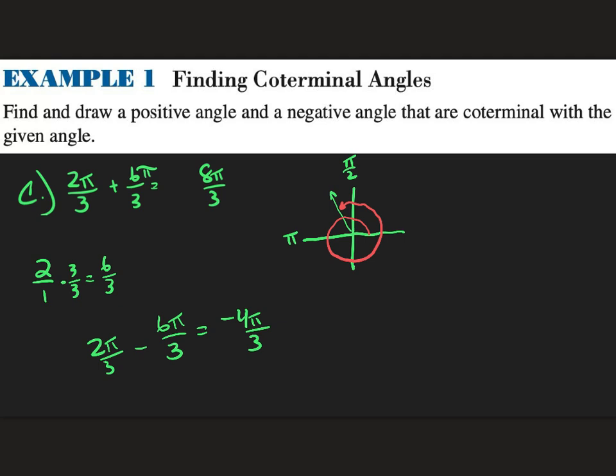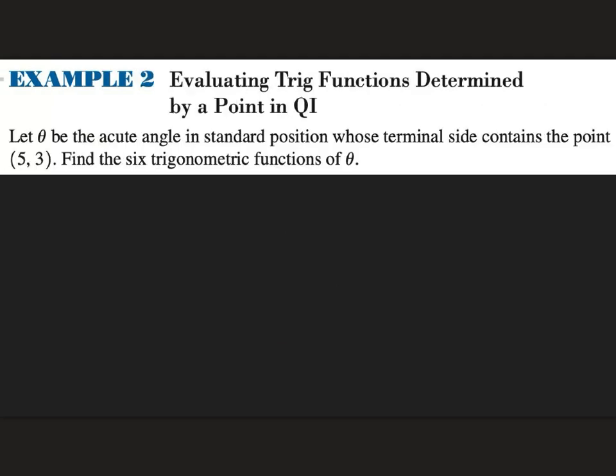So what that does is go from the x-axis out to here. And this is negative 4 pi over 3. And the red one is 8 pi over 3 because we went past the 0 or 360, the x-axis, and we kept going. So coterminal angles, they have the same terminal point. Okay, now let's start using our vocabulary words.